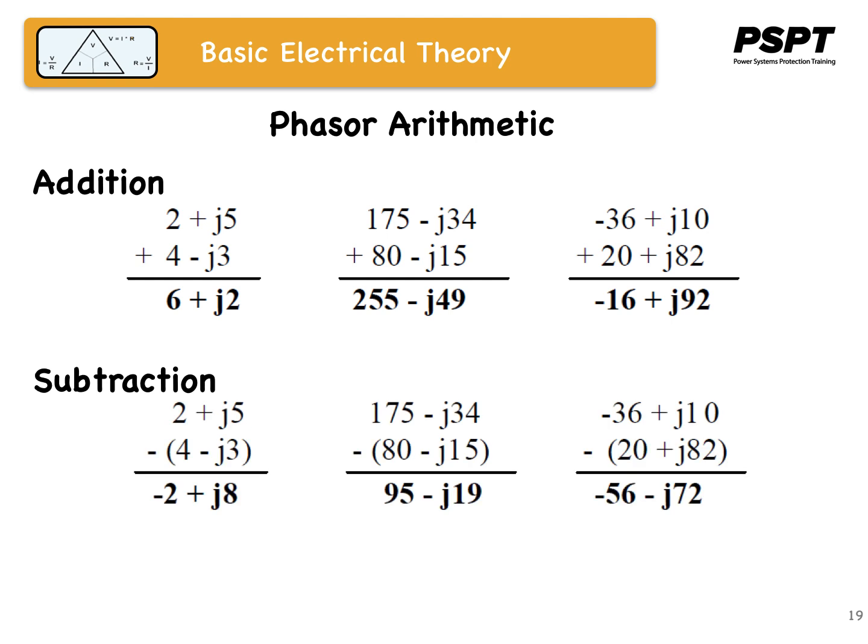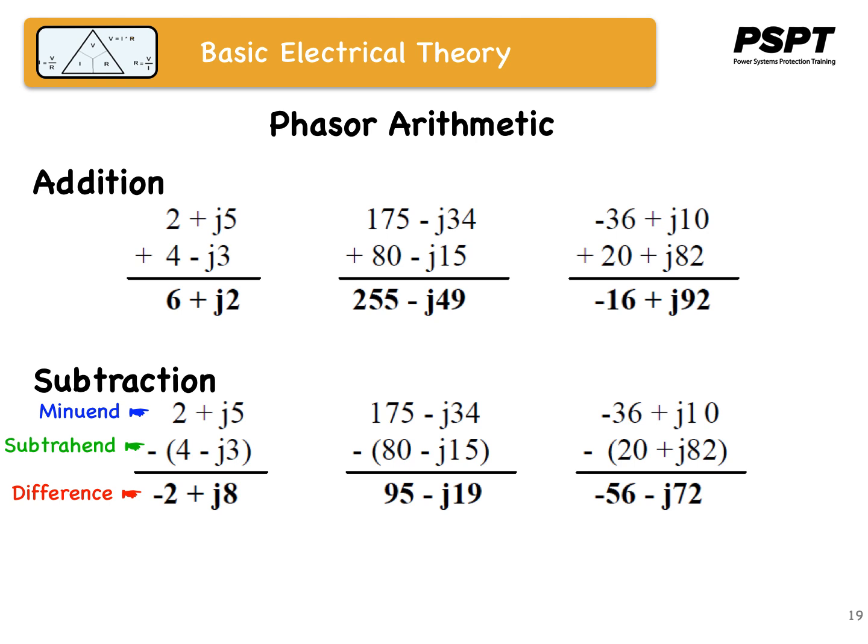When subtracting one phasor from the other, it's essentially the same process as addition. The only thing is we have to keep track of the operator, the minus sign. So I've placed the second phasor in brackets, in other words, the subtrahend of all of our three examples. So the first one on the left, I'm subtracting phasor 4 minus J3 from the phasor 2 plus J5.